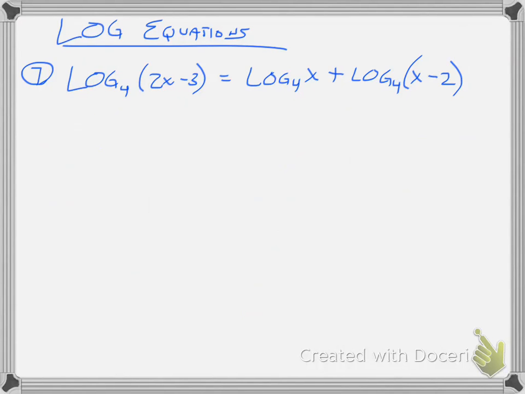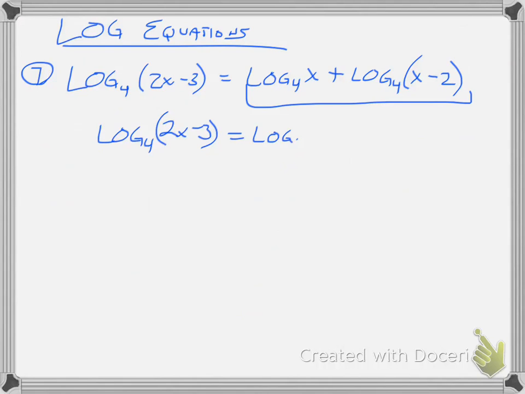Now we're going to get into log equations, and we're going to use our log properties. Because there's logs on both sides here, what I'm going to do is combine it so I have one log on each side. So I need to combine the right side. The left side is going to stay the same, log base 4 of 2x minus 3. But the right side I can combine to be one log, log base 4 of x times x minus 2.